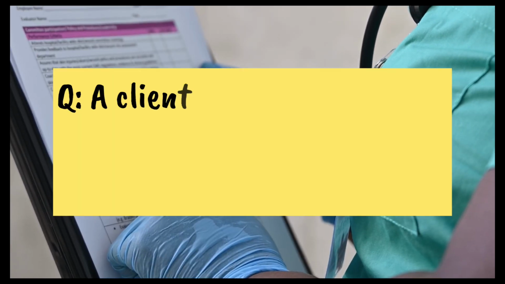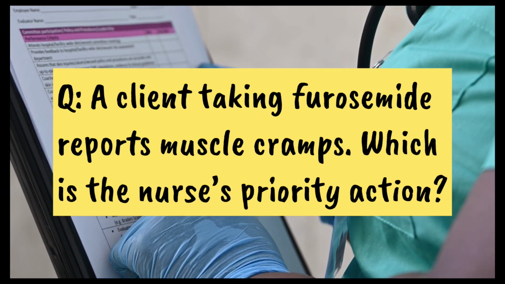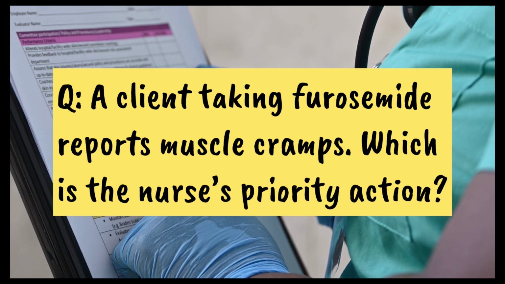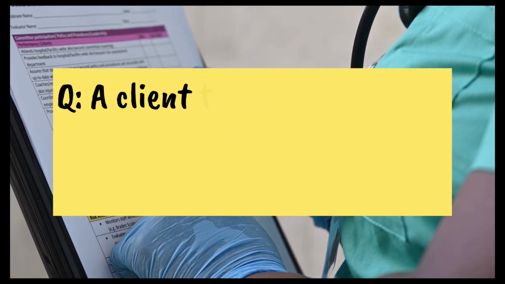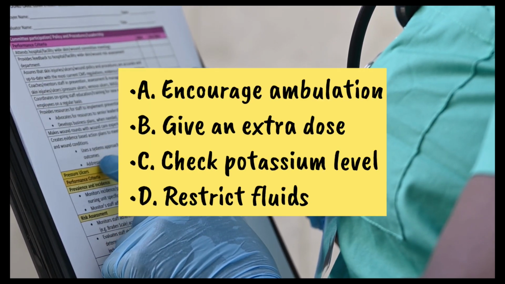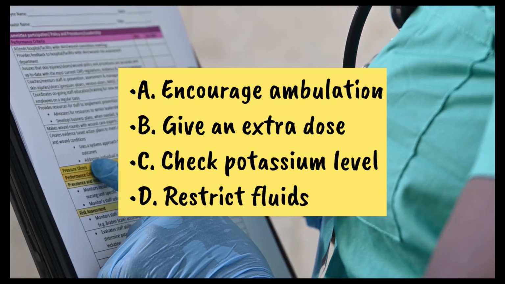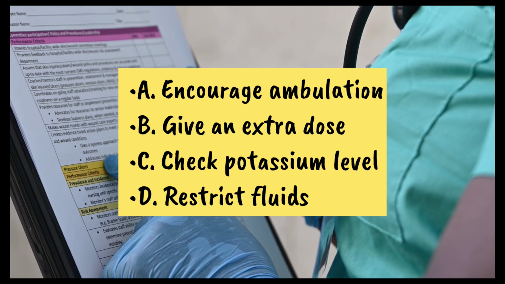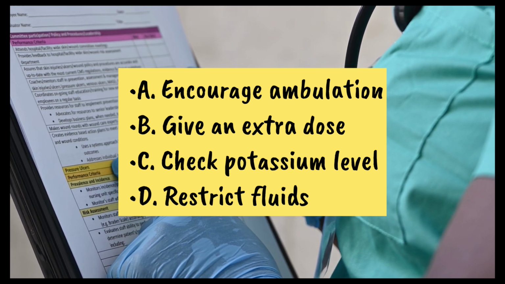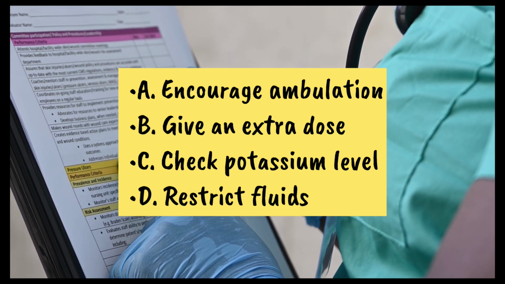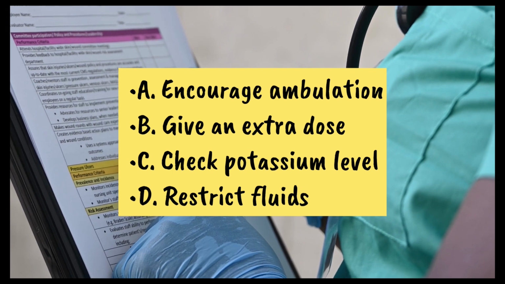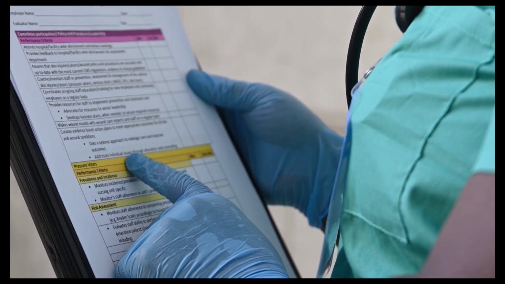Question number one: a client taking furosemide reports muscle cramps. Which is the nurse's priority action? A, encourage ambulation. B, give an extra dose. C, check potassium level. D, restrict fluids. So, strategy here: just watch the priority word. The keyword here is priority action.